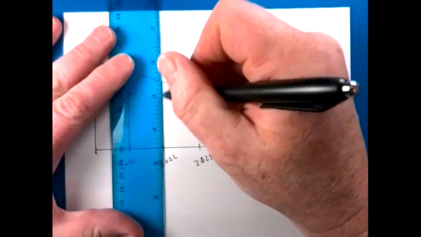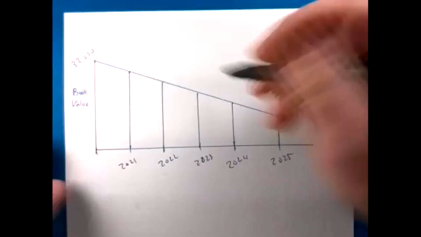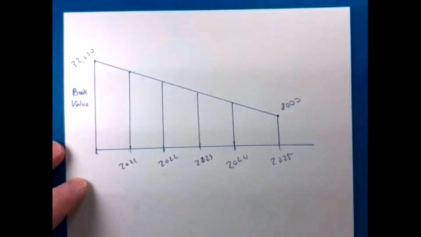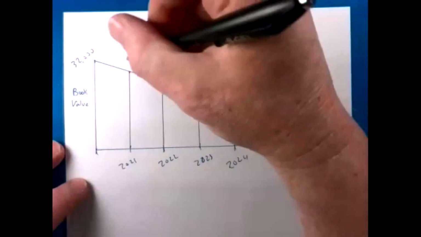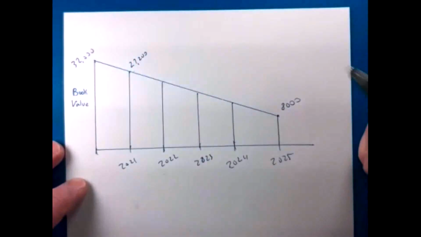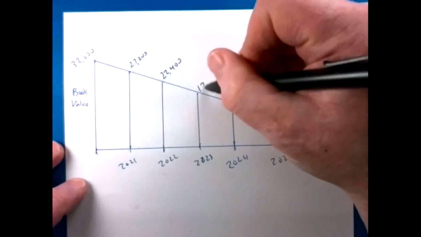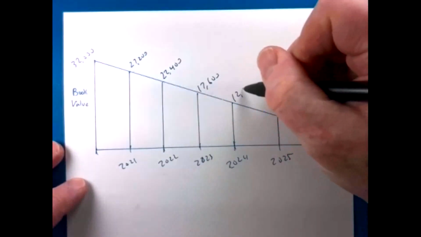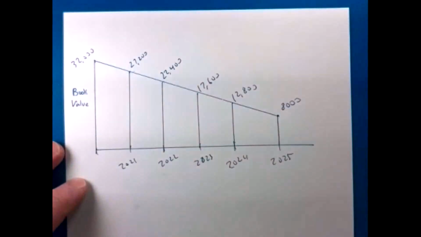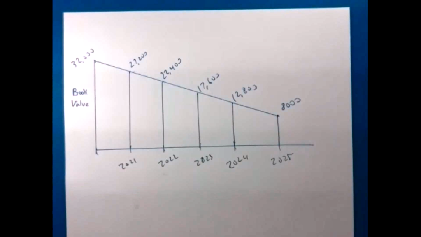If you charted out the carrying value or the book value, every year it goes down by 4,800: 27,200, then 22,400, 17,600, 12,800, and then 8,000. So every year it's dropping by 4,800. If you charted it out, it would look like a straight line going down. So that's what they call it. Every year it takes off the same amount.